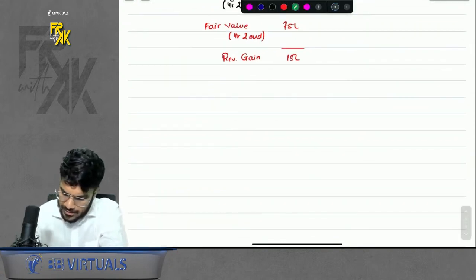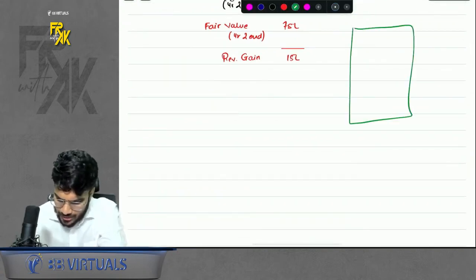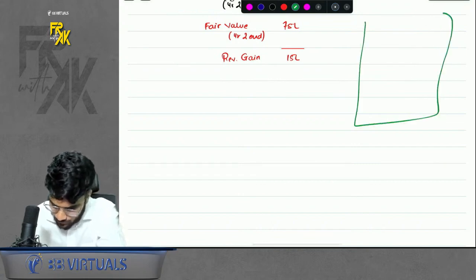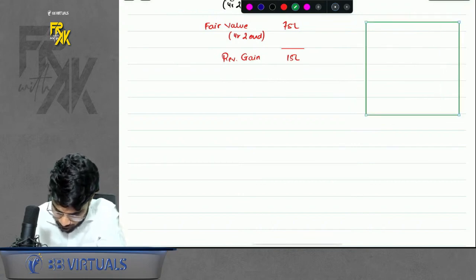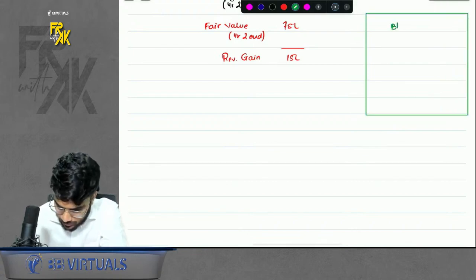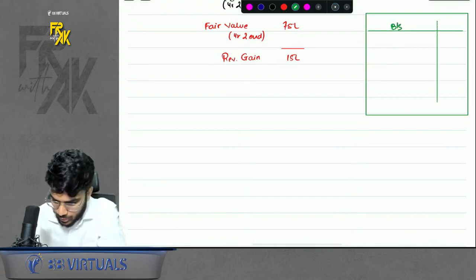Also, if you need to see the extract of the balance sheet. What is the meaning of balance sheet extract? Balance sheet extract means showing the relevant portion of the balance sheet. So under the balance sheet, how will the presentation be done? Let me show it to you.